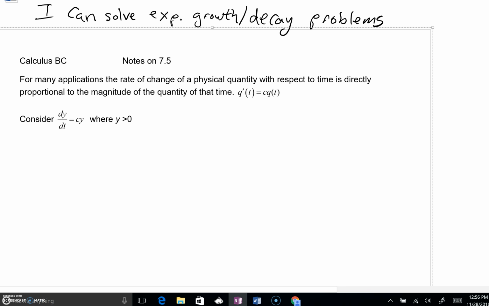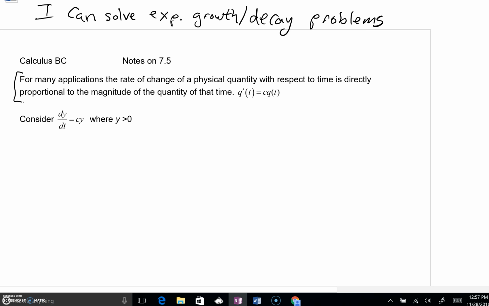Okay, for lesson 7.5, you can see our learning target is I can solve exponential growth and decay problems. Take a look at this opening sentence here. For many applications, the rate of change of a physical quantity with respect to time is directly proportional to the magnitude of the quantity at that time.